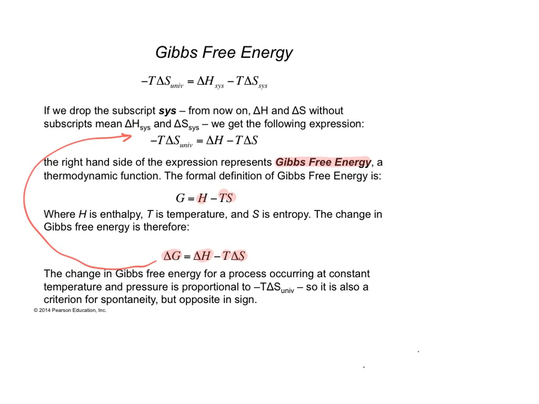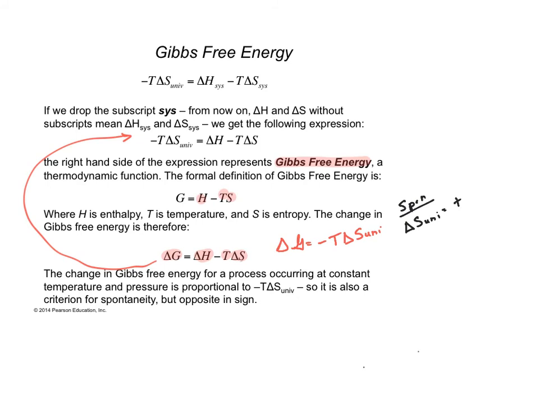Okay, Gibbs free energy, delta G, is going to be proportional to minus T times delta S of the universe. So now let's talk about what this means in terms of spontaneity. If we have a spontaneous process, what does that mean in terms of delta S of the universe? What is going to give us a spontaneous process in terms of delta S of the universe? Is it going to be a positive or a negative? Positive, okay? So spontaneous processes in terms of delta S of the universe are positive.